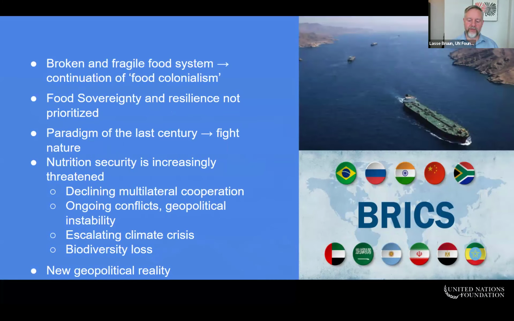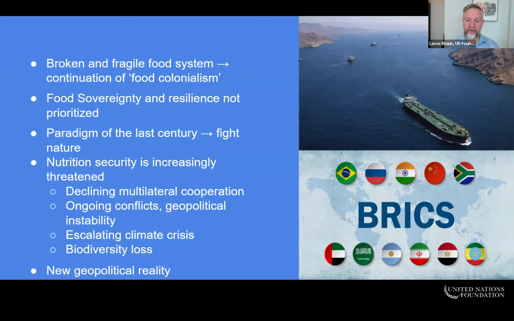So I think it makes sense, since we're talking about livestock, just to put it into context of what we are dealing with in the wider food system. And it will come as no surprise to you that I believe we have a broken and fragile food system that in many ways is a continuation of food colonialism. The food system we're seeing today is the echo of what was created more than 100 years ago. So in many ways, in terms of efficiency, we have moved forward, but when it comes to the way we do things and how to address aspects of working with nature and equity, we're not doing so well.